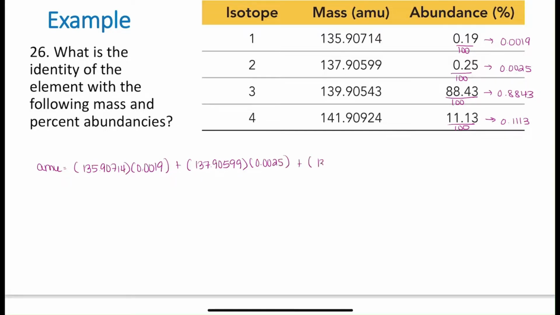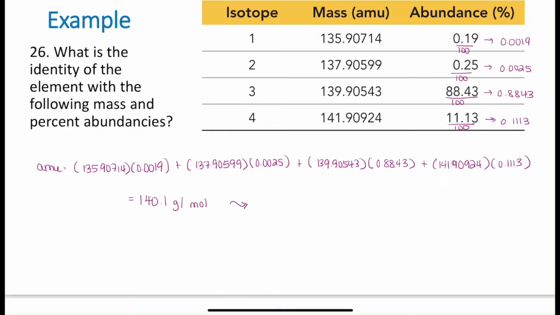I have an isotope at 139.90543. Percent abundance is 88.43, so fractional abundance is 0.8843. My last isotope comes in at 141.90924, and its fractional abundance is 0.1113. When I calculate all of this up, before I round for sig figs, I get about 140.1 grams per mole.